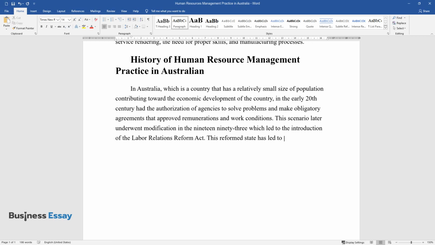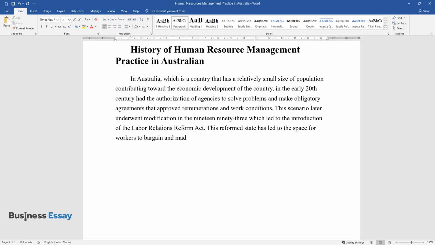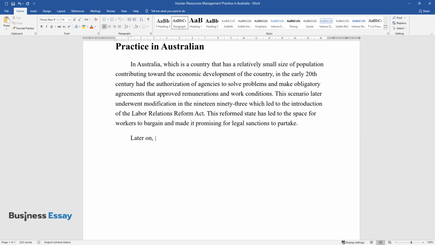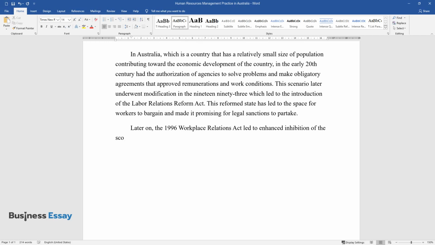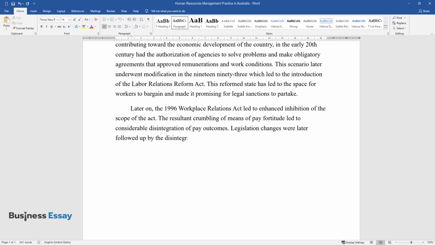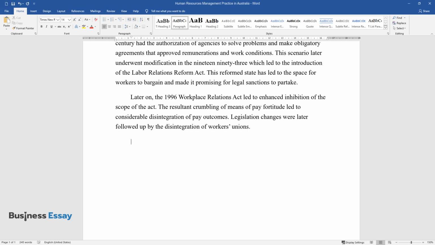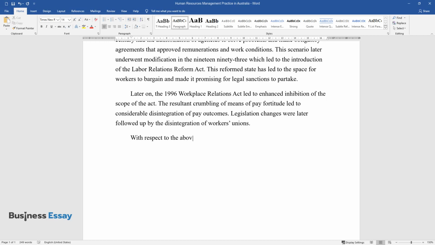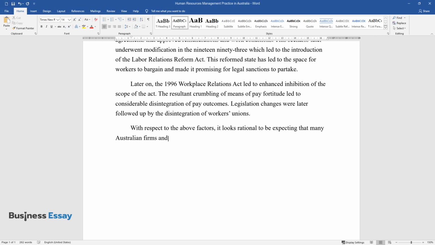This reform gave space for workers to bargain and made it possible for legal sanctions to partake. Later on, the 1996 Workplace Relations Act led to enhanced restriction of the scope of the Act. The resultant crumbling of means of pay fortitude led to considerable disintegration of pay outcomes. Legislation changes were later followed up by the disintegration of workers' unions. With respect to the above factors, it looks rational to expect that many Australian firms and companies conform to calculative HRM practices.